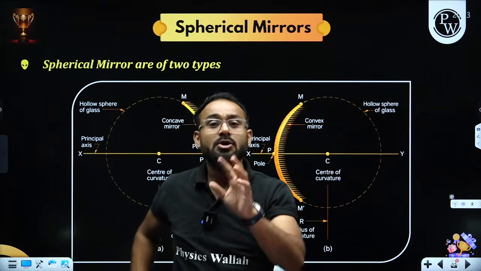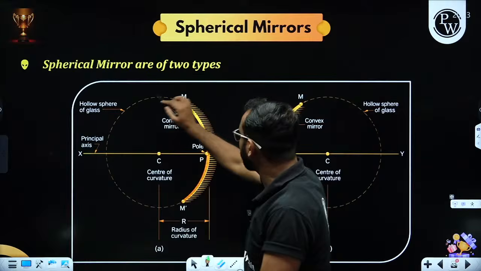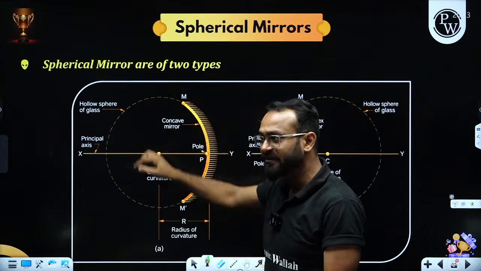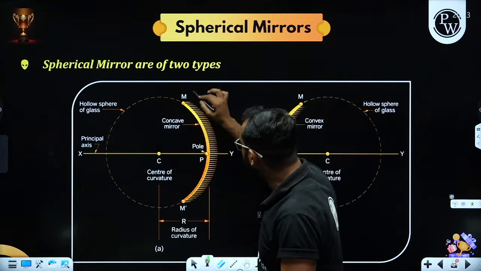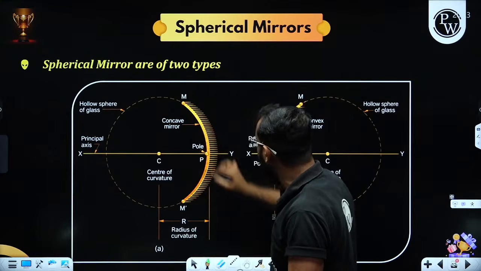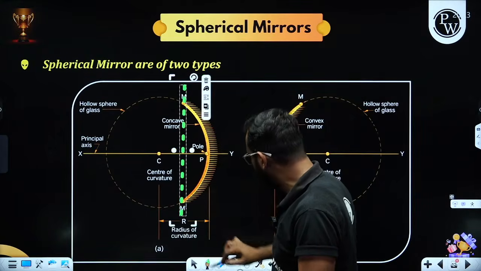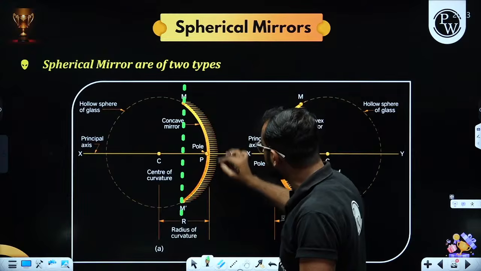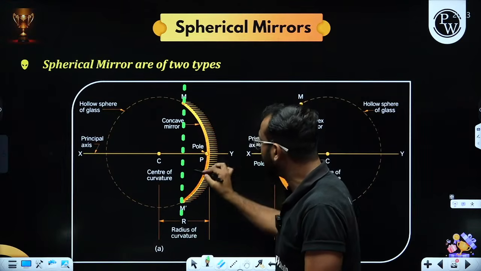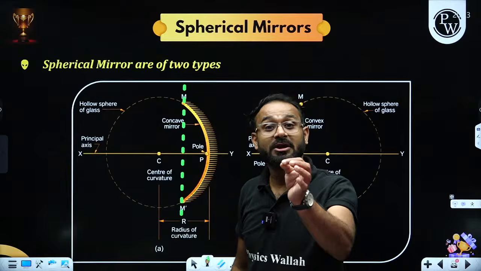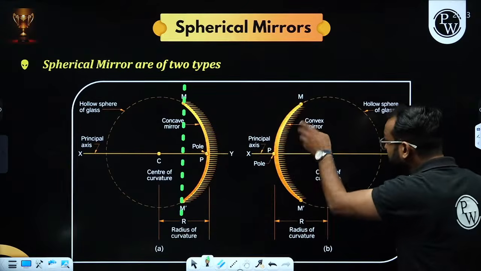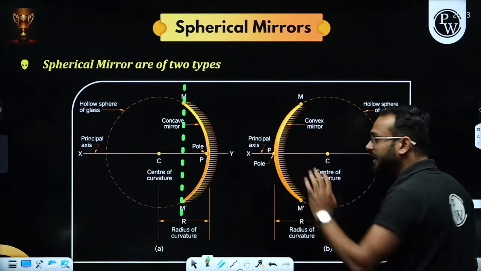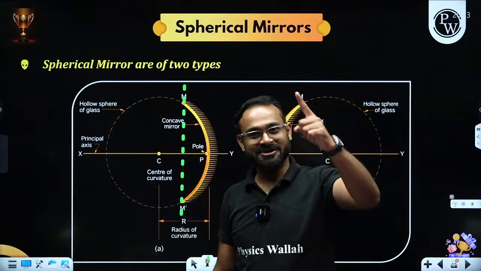Simple. So what we have done is take a spherical glass, cut down this much portion, and polish one of the sides. This particular mirror is called a concave mirror. If I polish the inside part, it will be considered a convex mirror. Got it, sir? Clear, sir?